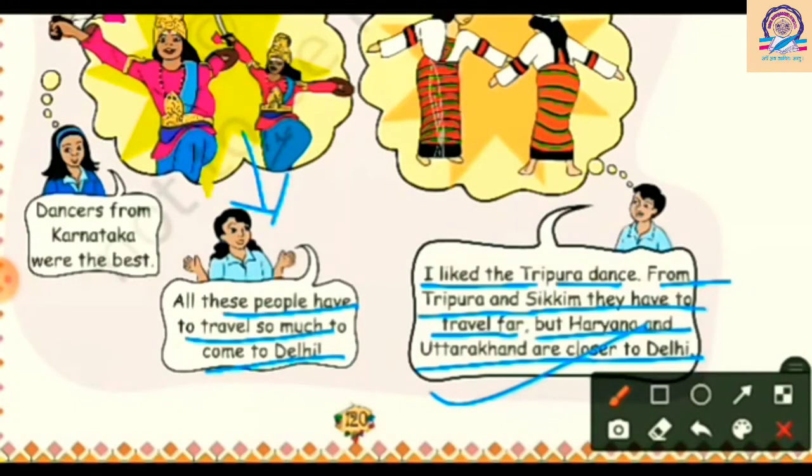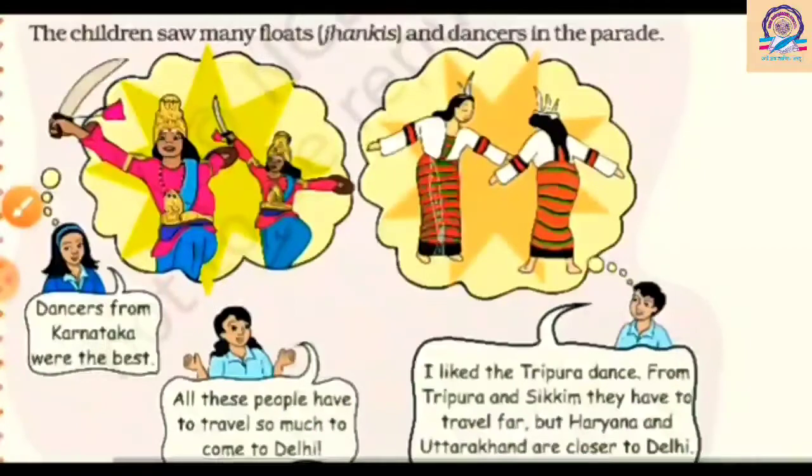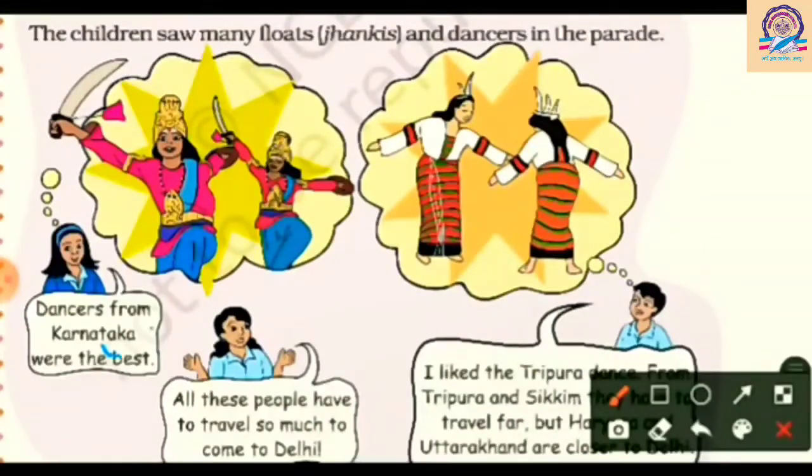What does this mean? This means that the dancers performing at the parade in Delhi have come from different places and they have to travel different kilometers to come to Delhi. In lower standard we already discussed different dance forms. The dance form of Karnataka is known as Kunitha. Remember this: the dance form of Karnataka is known as Kunitha, and the dance form of Tripura and Sikkim is known as Hosagiri. Now it's task time.